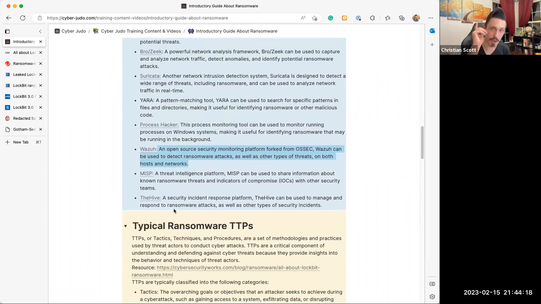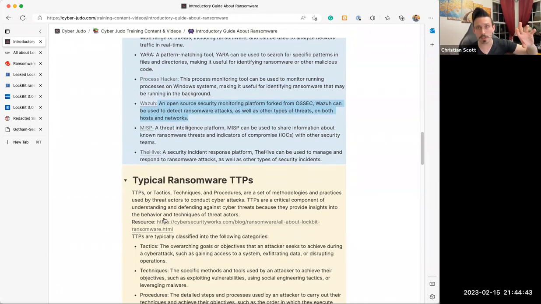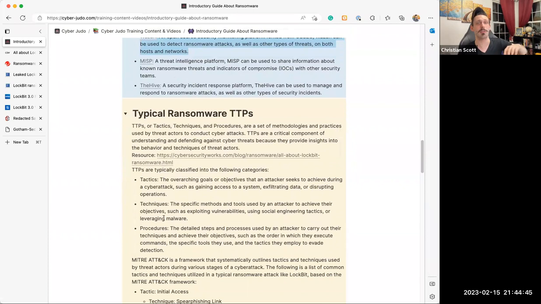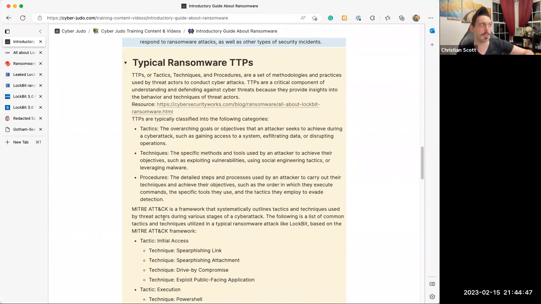MISP, this is a truly open source intelligence sharing platform and exchange to share indicators of compromise amongst organizations. There is a plugin for MISP with Wazuh, and TheHive, which is a security incident response platform, which is pretty good if you're building your own open source internal SOC for your organization, right? I kept it open source. There's tons of fantastic commercial solutions out there, but I'm not going to beat a dead horse on that.